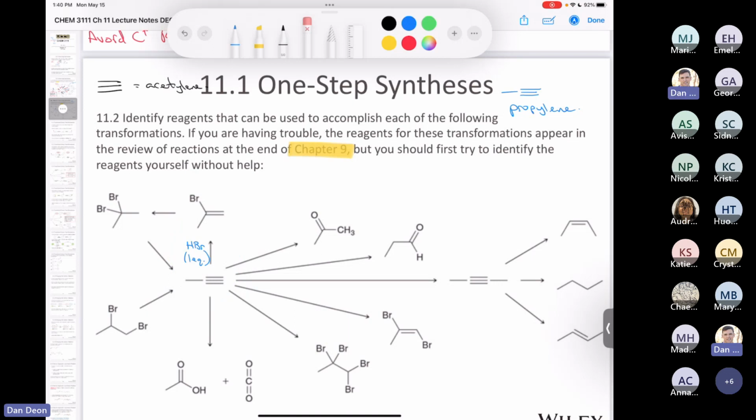In the next one, if we want to take the monobrominated compound and add a second equivalent of HBr to that, we could just say HBr again. All right, nothing more than that.